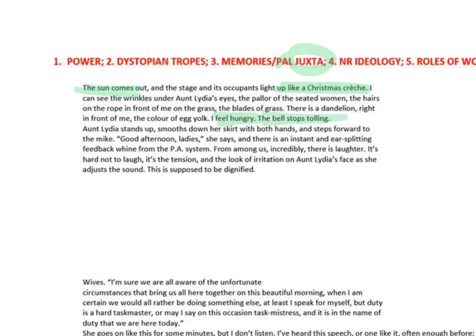The bell stops tolling. Up comes Lydia, the public face of all this. I like the idea of wine from the PA to mock Lydia and what she's saying. From us, incredibly, there is laughter. So hysteria here being evoked in that bloodlust. It's hard not to laugh. And the key word here, this is why I included this quote, this is supposed to be dignified. A dignified execution, wow.